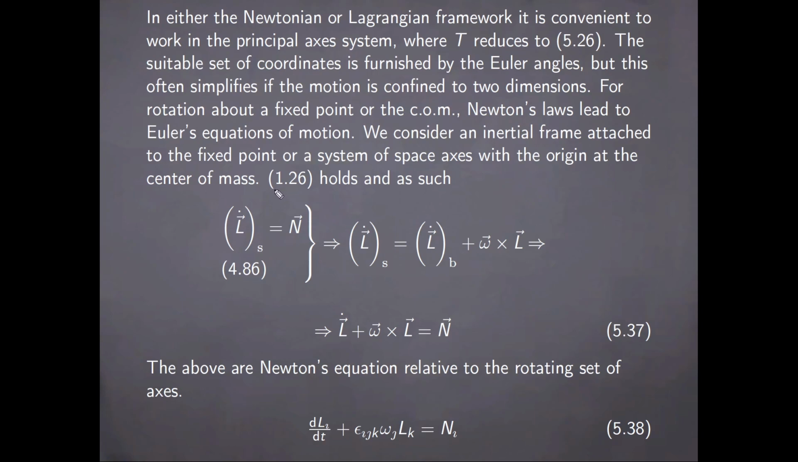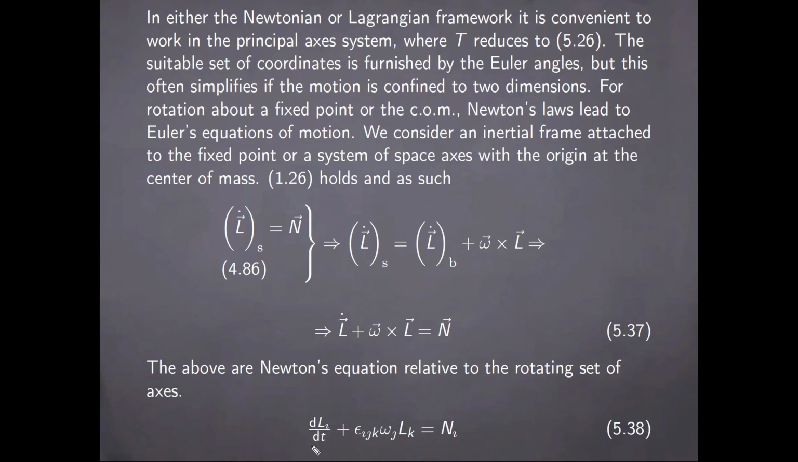In that case, equation 126 holds, and as such, we write Newton's second law down for rotational motion, and together with 486, this expands into the well-known result here, which if we put the two together, it implies that this is the form of Newton's equation relative to a rotating set of axes. So the applied external torque is equal to the rate of change of the angular momentum in the body set of axes plus the cross product between the angular momentum and the angular velocity of the body.